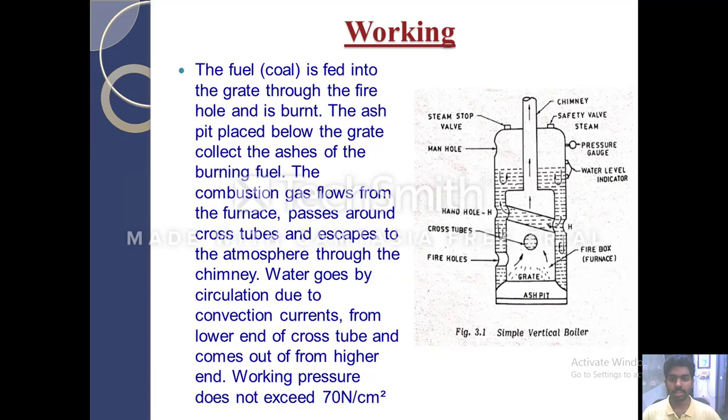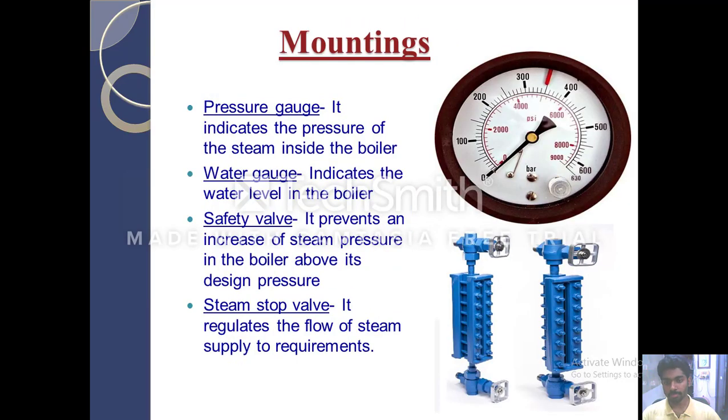So here is the working of the simple vertical boiler. The fuel, that is coal, is fed into the grate through the fire hole and is burnt. The ash pit placed below the grate collects the ash of the burning fuel. The combustion gas flows through the furnace, passes around the cross tubes and escapes to the atmosphere through the chimney. Water circulates by convection currents from the lower end of cross tubes and comes out from the higher end.